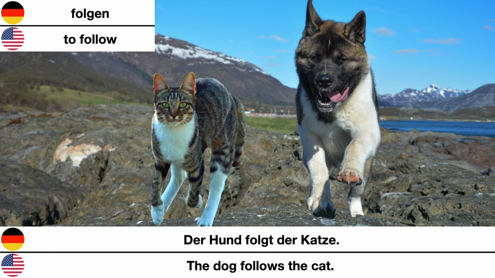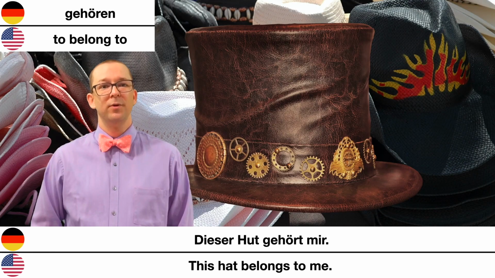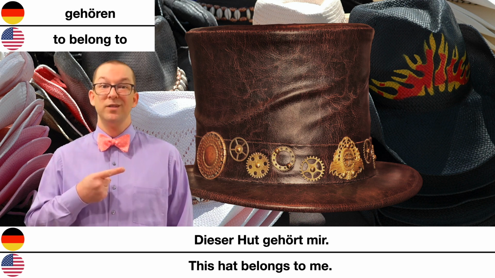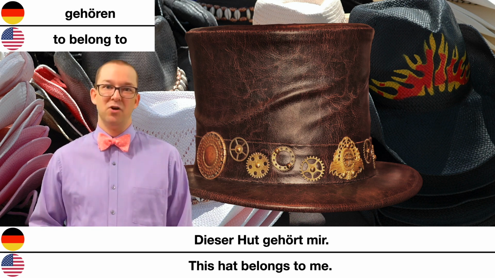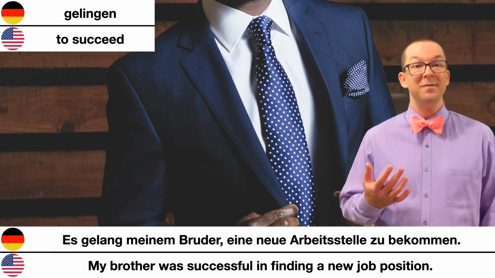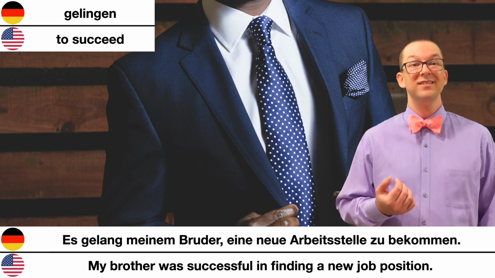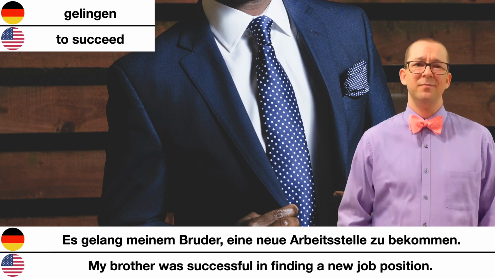Folgen, to follow. Der Hund folgt der Katze. The dog follows the cat. Gehorchen, to obey. Das Kind gehorcht seinen Eltern. The child obeys his parents. Gehören, to belong to. Dieser Hut gehört mir. This hat belongs to me. Gelingen, to succeed. Es gelang meinem Bruder, eine neue Arbeitsstelle zu bekommen. My brother was successful in finding a new job.